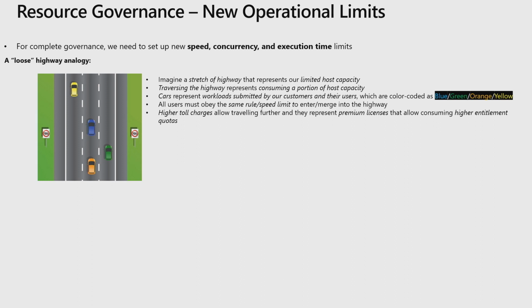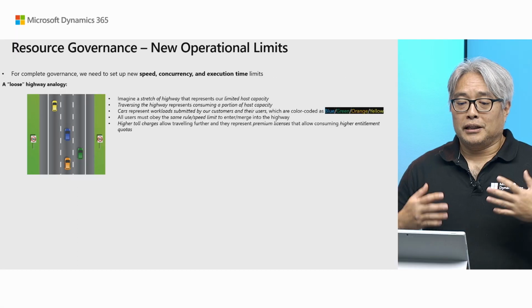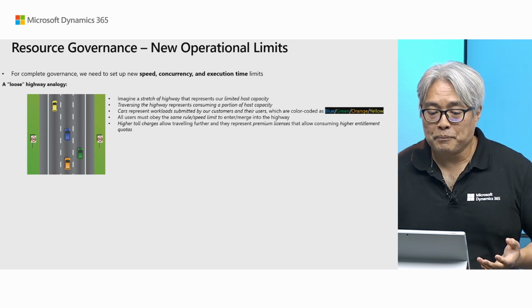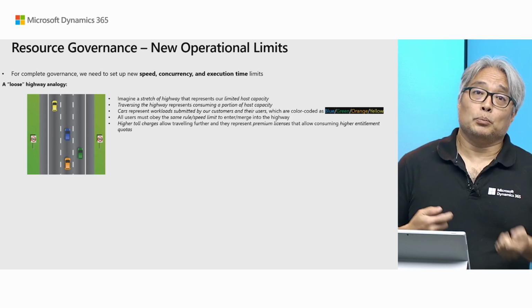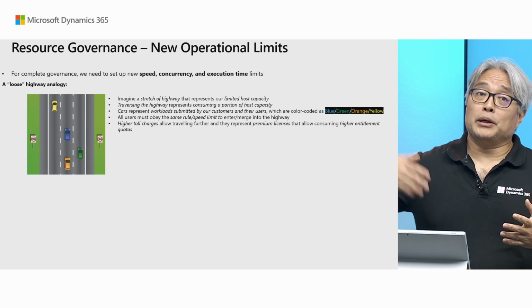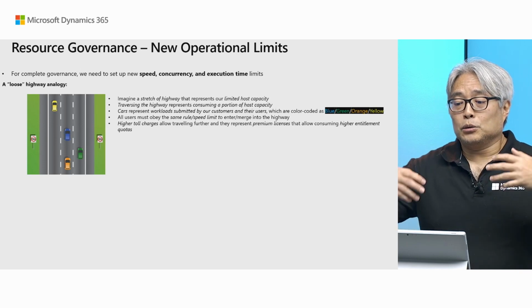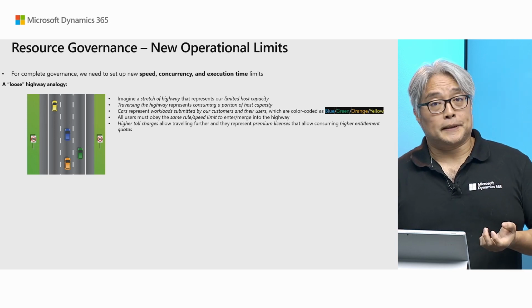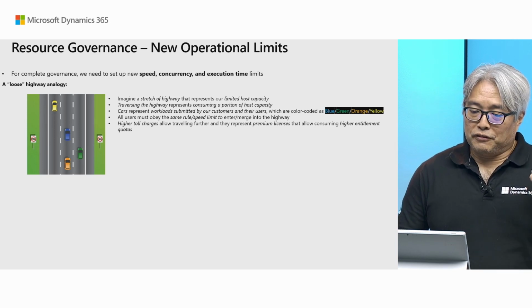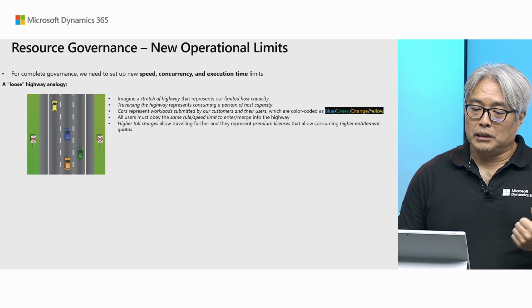So in this analogy, all users should enter or merge their traffic into the highway at a certain speed limit. They should not exceed that speed limit, right? And then the higher toll charges that you pay represent how far you can go. That represents the premium licenses that you can buy to consume more quotas. So first, let me introduce what a speed limit means.